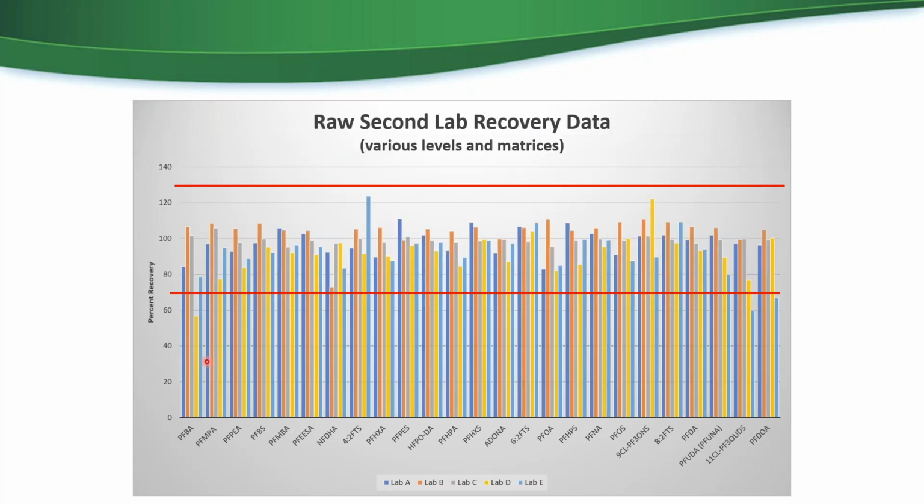This is some raw data that's kind of hot off the press. And what this is from our second lab. This is cut out completely just directly from their spreadsheets that the participating labs sent into us. So it's a variety of levels. It's a variety of matrices. I know we've got groundwaters, we've got surface waters, others in there. And the red lines would be the 70 to 130 QC limits that we would have for anything that's not 2 times the MRL.